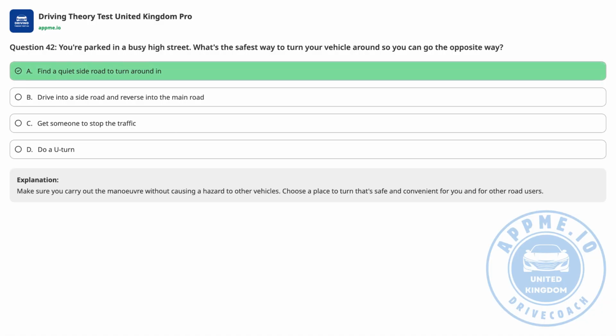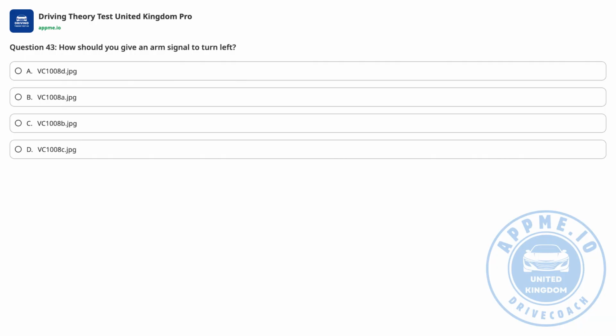The correct answer is A. Question 43. How should you give an arm signal to turn left? A. VC 1008D.JPG. B. VC 1008R.JPG. C. VC 1008B.JPG. D. VC 1008C.JPG.